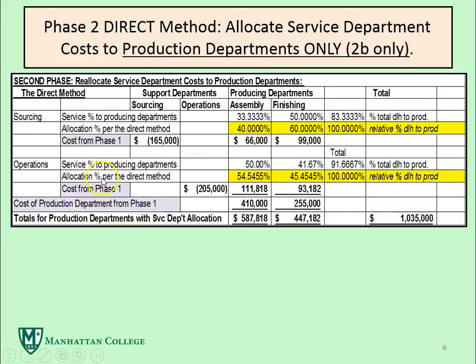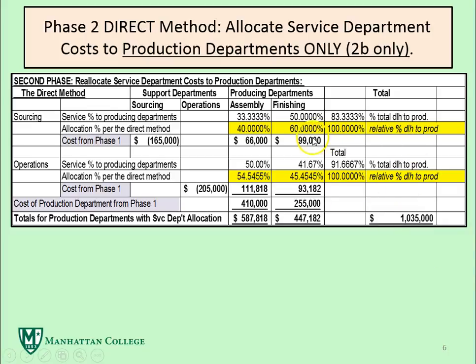So now the cost of production departments from phase 1, 410,000 for assembly. We're going to allocate operation cost of 110,818 from the operations department to the assembly department. We're going to allocate 66,000 from the sourcing department to the assembly department. So all of a sudden now, once we get rid of the cost in the service departments and place them in the production department, we have $587,818 in the assembly department, some of it from the sourcing department, some of it from the operations department.